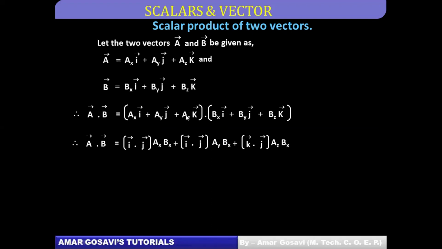Third, AZ BX, you can see AZ BX over here, friends. So AZ BX means K dot I. Okay, so here it should be K dot I. Here instead of J it should be I. Here also instead of J it should be I.